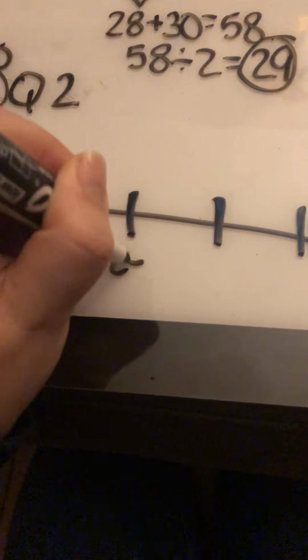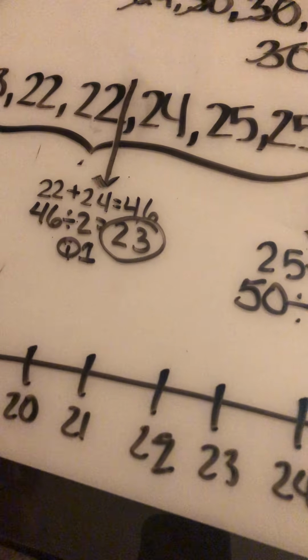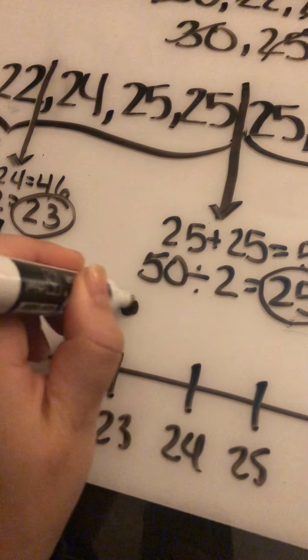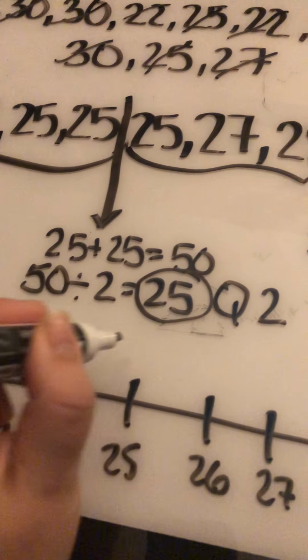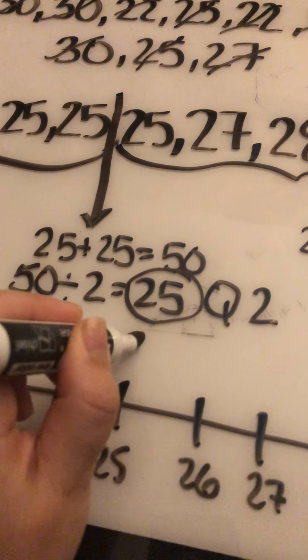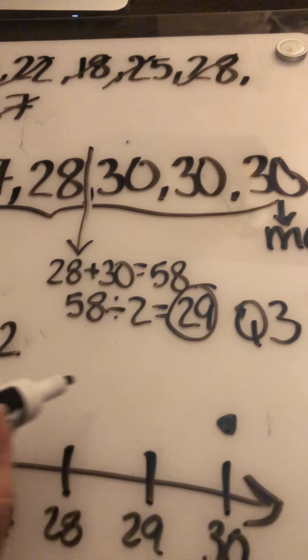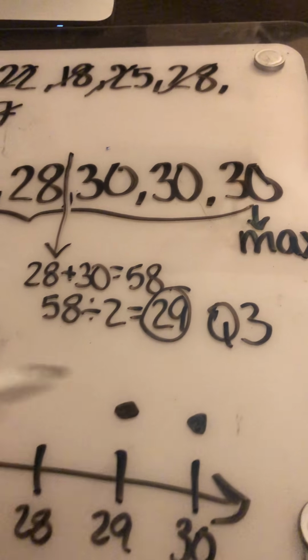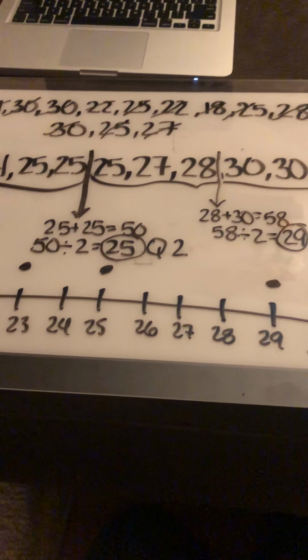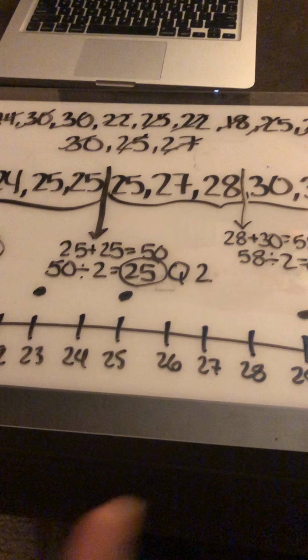Okay, then we make our 3 dots for our quartiles. So quartile 1 is at 23. My median is at 25. And my quartile 3 is at 29. Okay, so the 3 dots in the middle are what make our box. So I'm going to make that box.